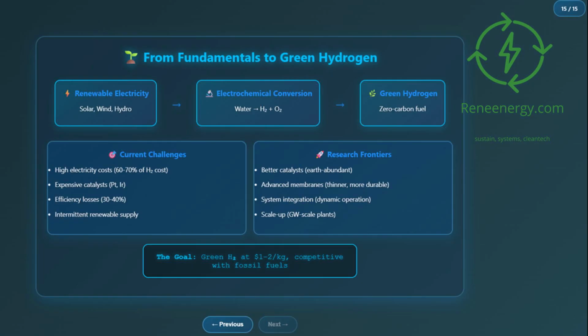From fundamental principles to green hydrogen, the journey involves overcoming challenges like efficiency losses and developing better catalysts. The goal is to produce green hydrogen at a competitive cost with fossil fuels, driving a sustainable future.